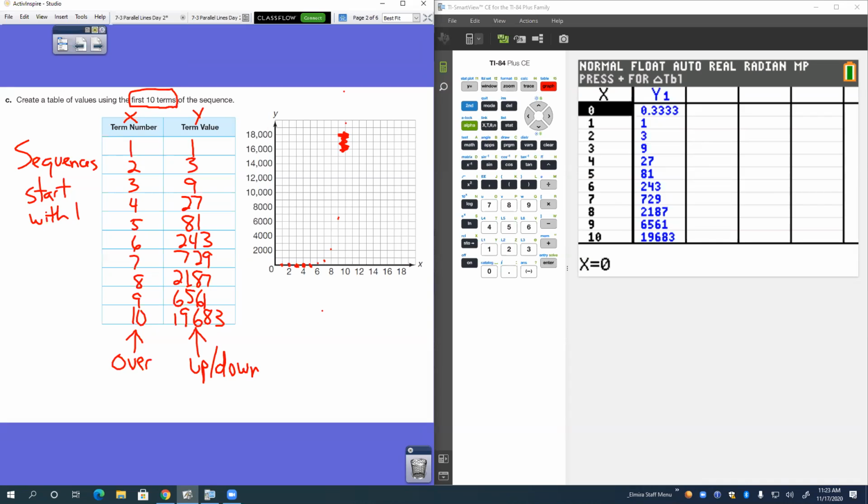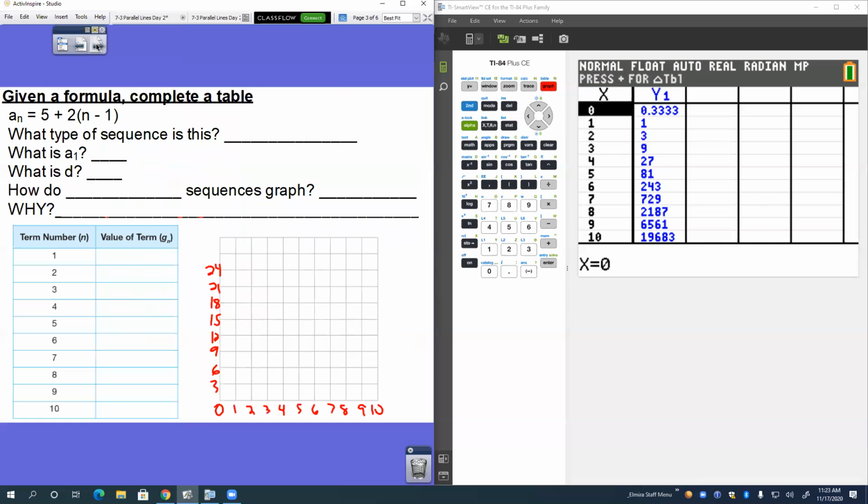With all of these graphs, you are not connecting the dots. All of these are discrete graphs. So you are not connecting the dots in any of these. All sequences are discrete. So all of these are going to be discrete graphs. We do not connect the dots. But this is clearly a geometric sequence because all of a sudden it is getting higher and higher and higher. It's not going up by the same thing each time. So take a look at the next one.